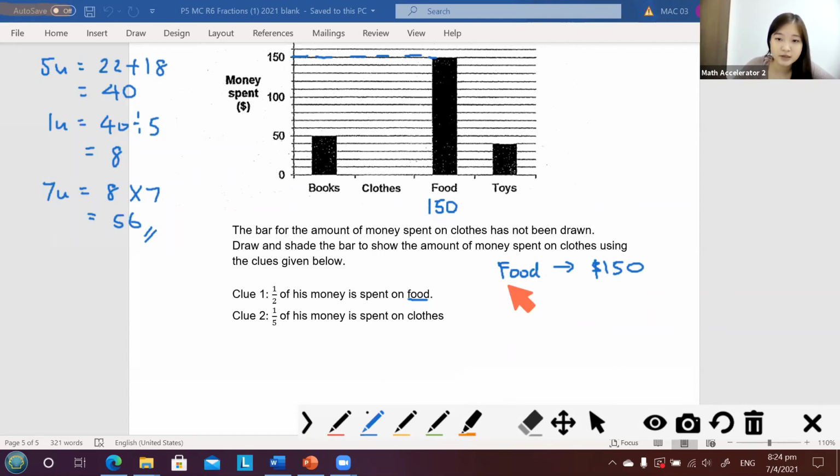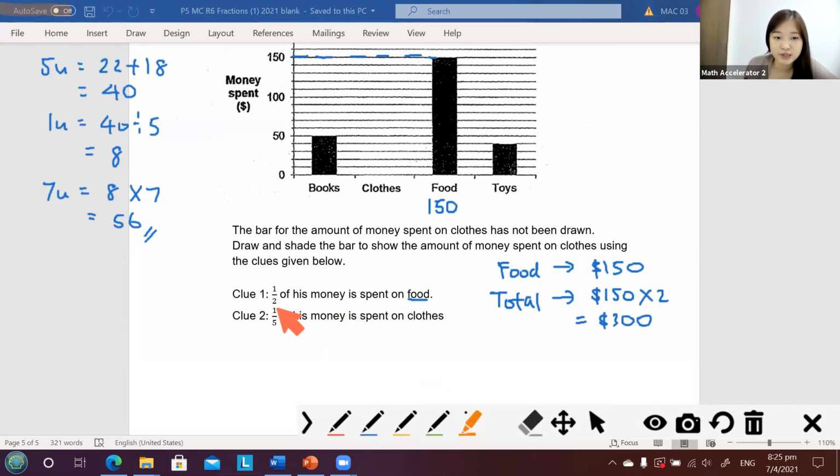Yes, correct, Clara. Multiply by 2. Since this is half, the total will be times 2. Or you can add 150 plus 150. You add it 2 times. So he has a total of $300. So clue number 1 helps us find the total amount of money that Cadence has. Let's use clue number 2.